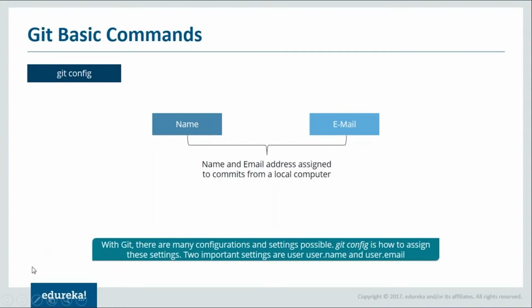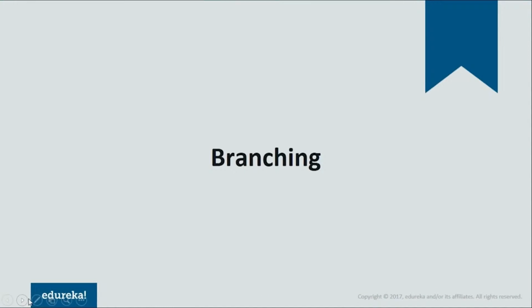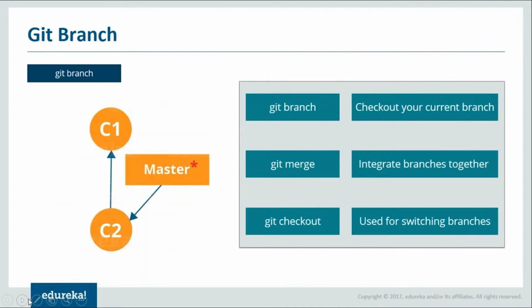Let's discuss git branching now. Before I proceed, let me tell you that there will be a separate tutorial video on git branching where we are going to discuss it in detail. Here I'll just give you a quick introduction to branching. So the first question is, why do we need branches, right? Branches are used to create another line of development. And by default, Git has a master branch.